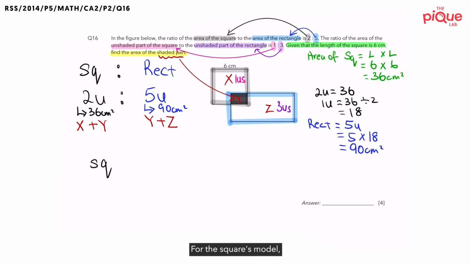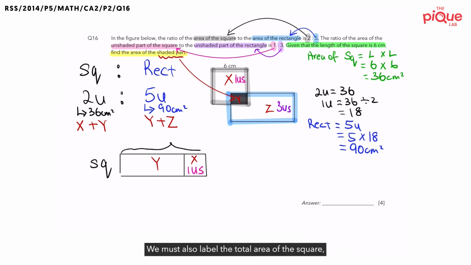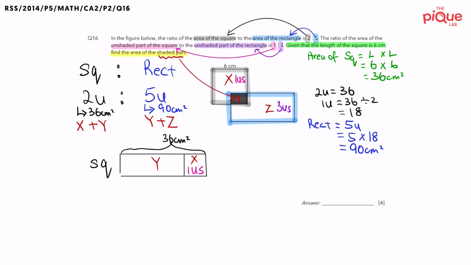For the squares model, I need 2 boxes, which we will label as Y in one box and 1 US, which is the area of X in the other box. We must also label the total area of the square, and this is 36 cm square on the model. Let's do the same for the rectangles model. If you like, you can pause this video and attempt to draw the model on your own. Are you ready for the answer?